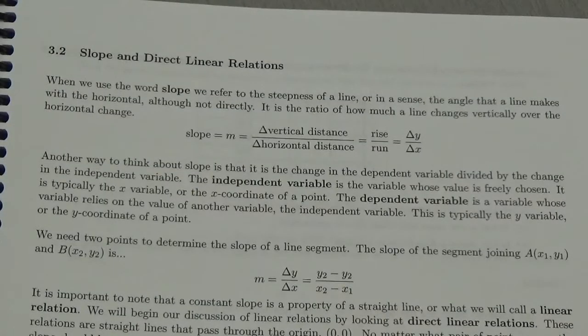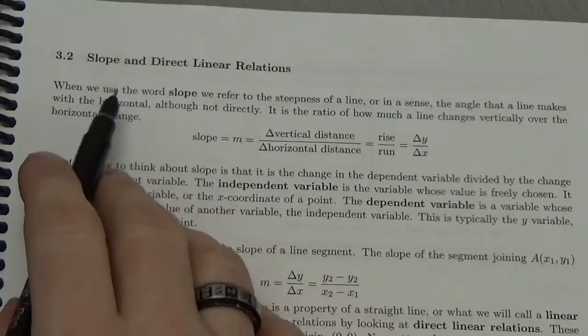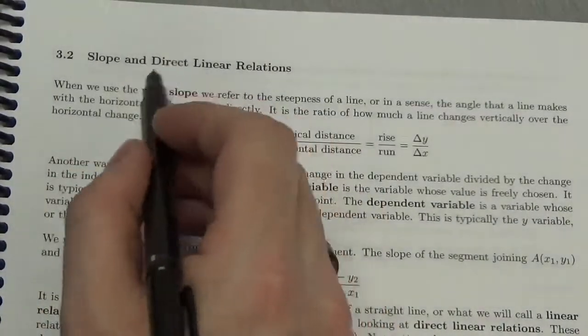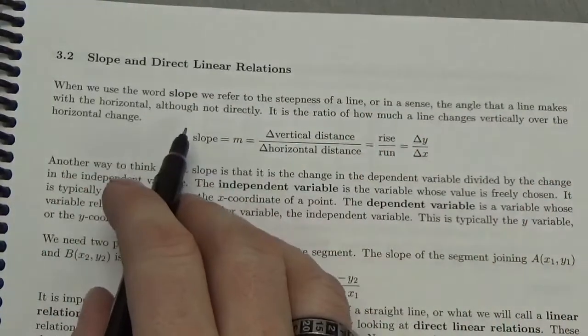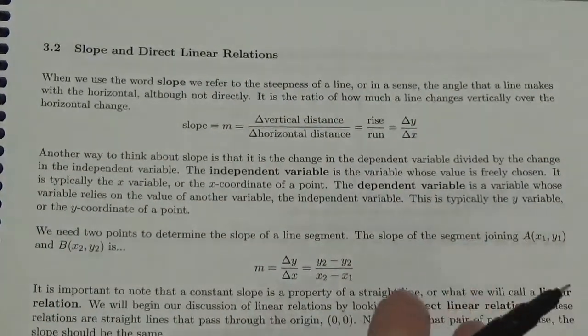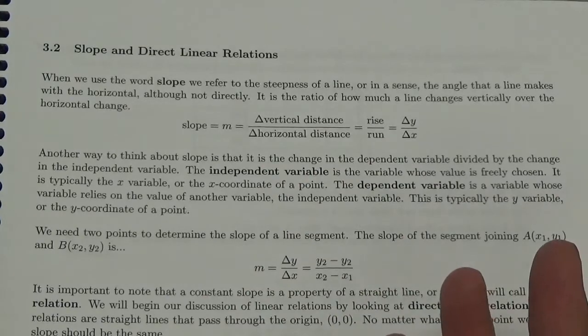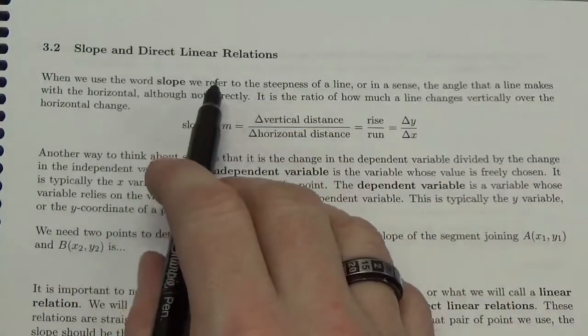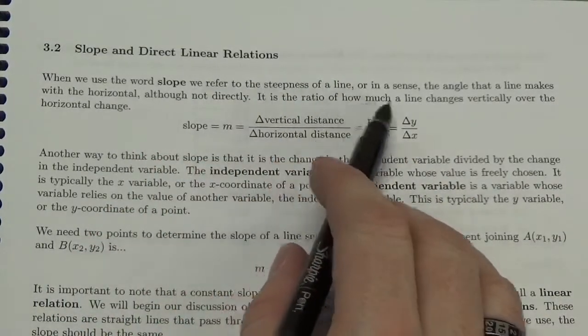Okay, hi everybody. So in this chapter we're taking a look at linear relations. And we're going to start off by looking at slope and direct linear relations. Now you should have seen the word slope before. It shows up not only in math classes but in science classes as well. And slope is really a measure of the steepness of a line.